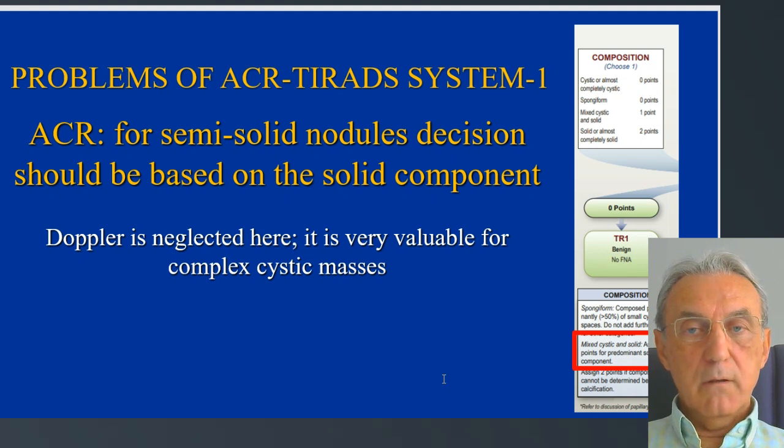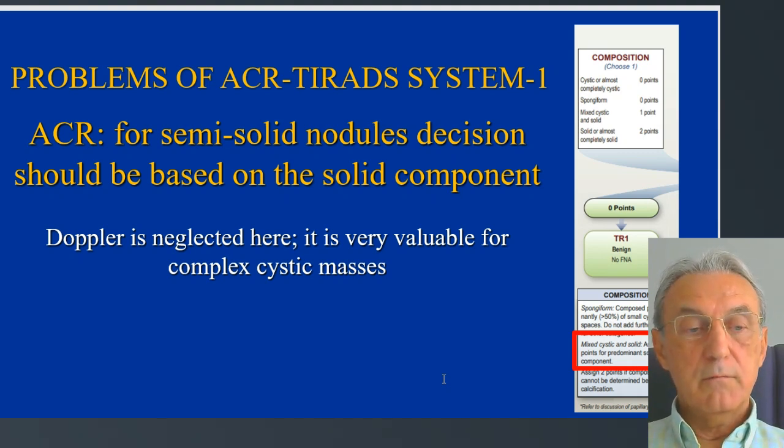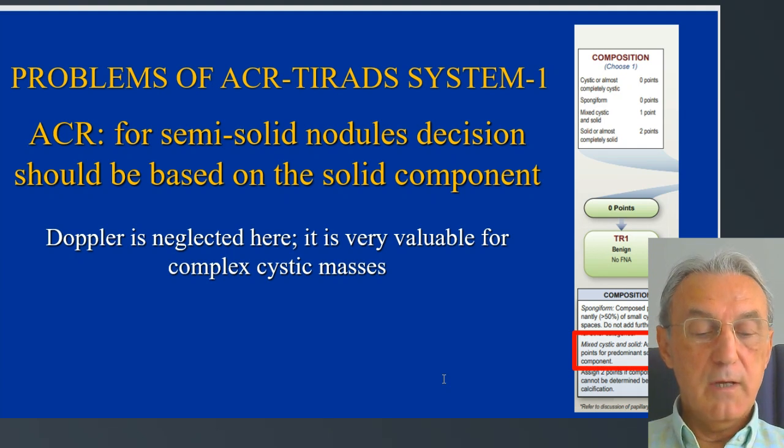Let's look at the problems of the ACR, American College of Radiology TI-RADS system. For example, one problem is that for solid nodules, decision should be based on the solid component, it says. However, I believe that Doppler is neglected here. It's very valuable for complex cystic masses.